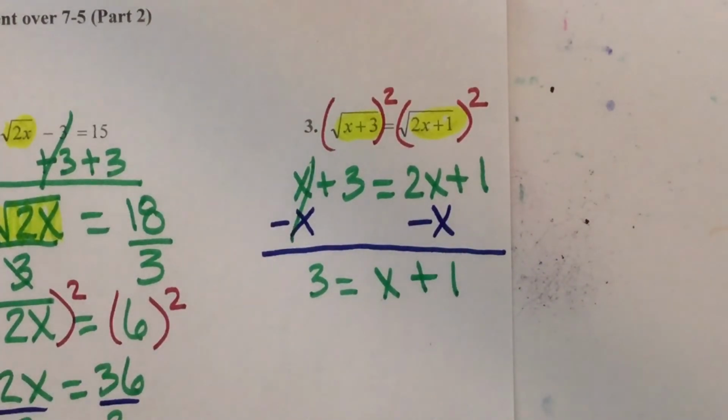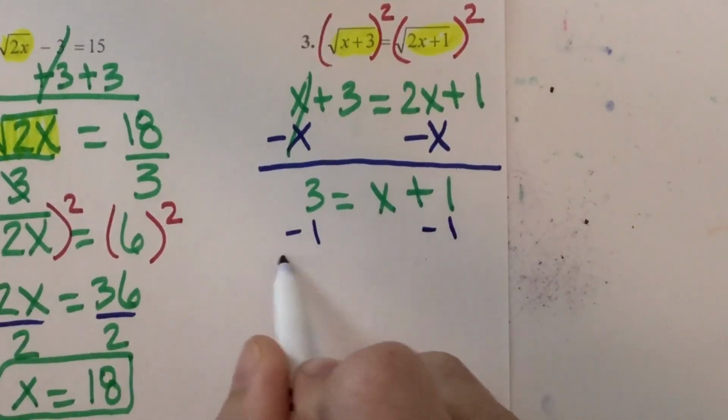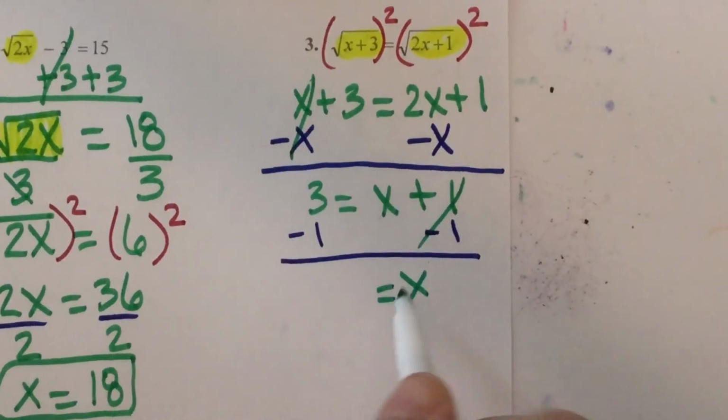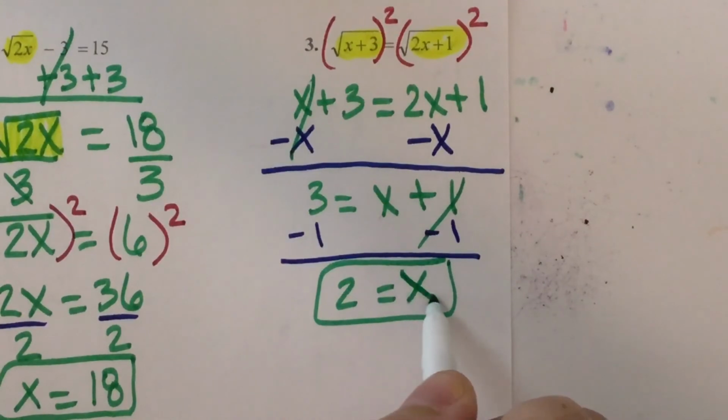And then to get x by itself, what do you think you'd do? You'd subtract 1. And if you subtract 1, what's your answer? 2. 3 minus 1 makes 2. And that's my answer. And I'm done.